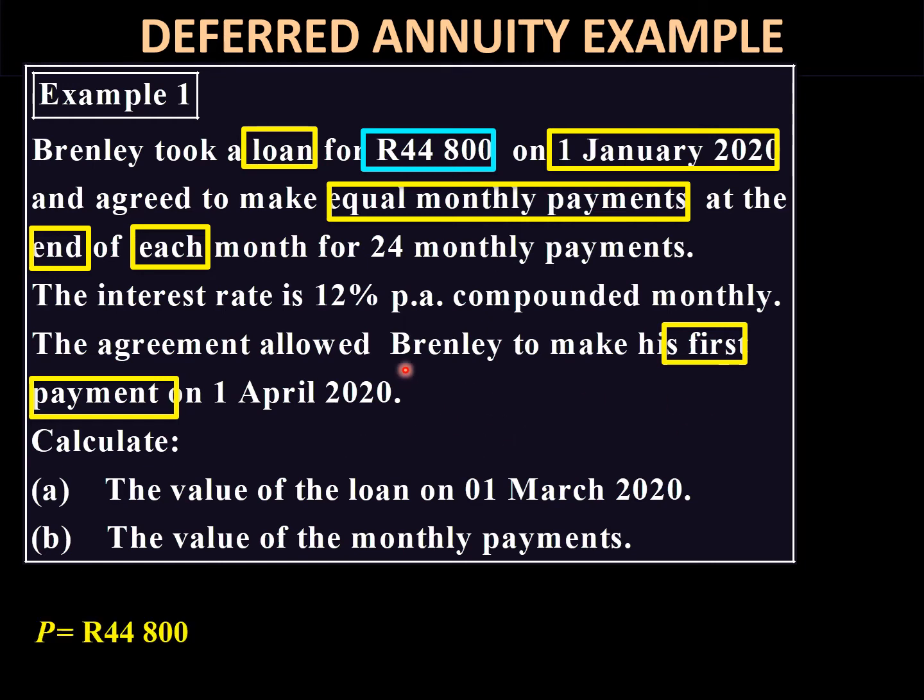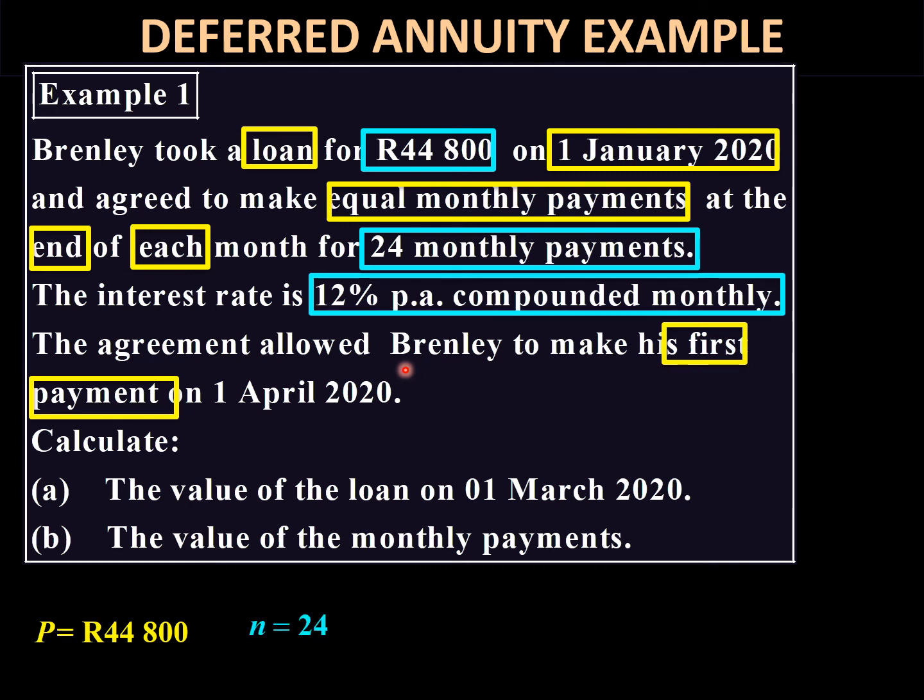There's the loan amount, 44,800. He's making 24 payments, right? And the interest rate is 12%, compounded monthly, 12% over 12. And we have to take note of this deferment, right? We'll look at it in the next slide and show you exactly how we can work it out.